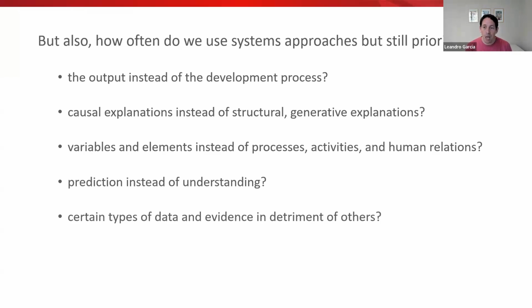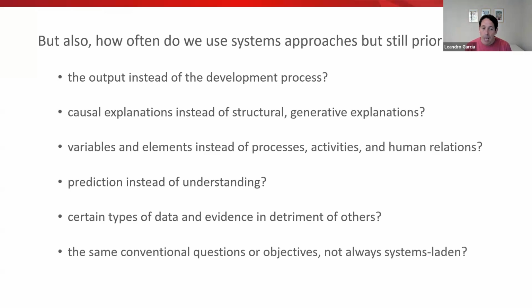How many times we gave priority to certain types of data and evidence to the detriment of others. So for instance, how many times we gave priority to information we got from systematic review of the literature instead of what is coming from the stakeholders with the lived experience of the problem we're trying to sort together. How many times we ask the same conventional questions or objectives that are not always systems-laden, and still use some of these systems methods to try to resolve them or have better answers.